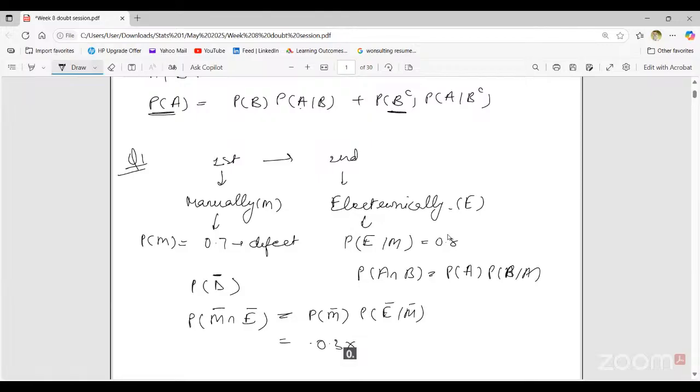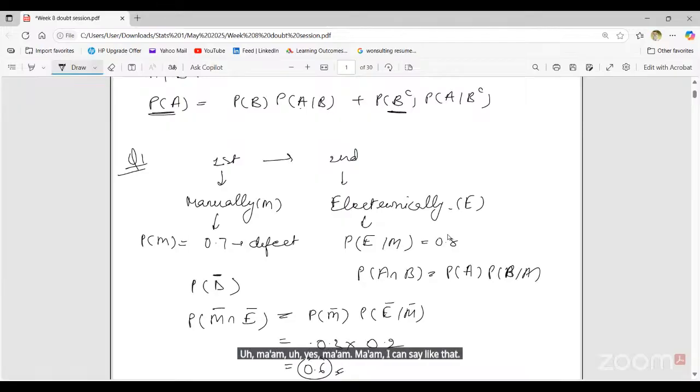0.3 into what is probability of E complement given M complement? 0.2, right? So this will be equal to 0.6. That's it. Understood? Yes, ma'am.